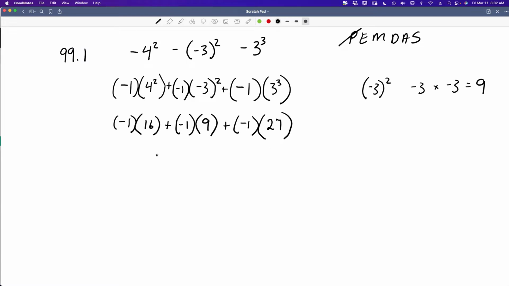Now we can complete all of this. So we have negative 16, and then we have a negative 9. We know that's going to be minus 9. We can just write the value here, and this is going to be minus 27, right? Because we know we are combining these.